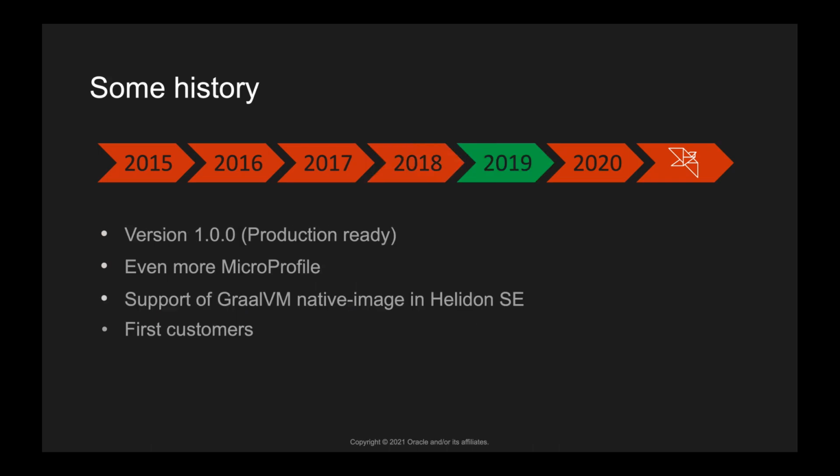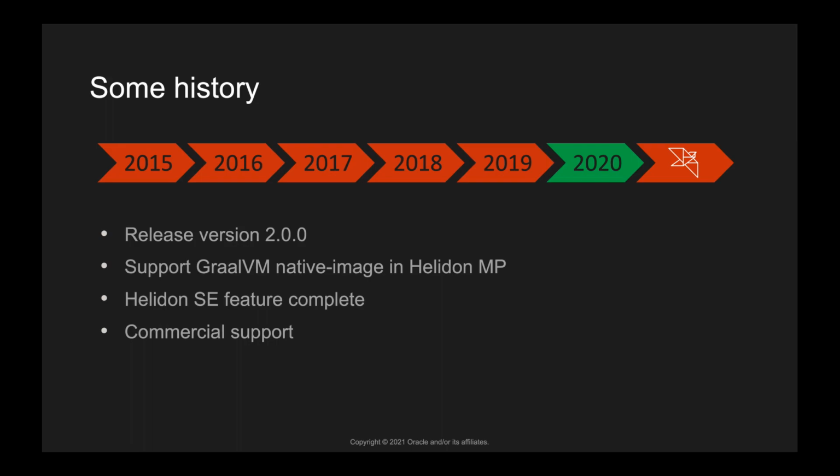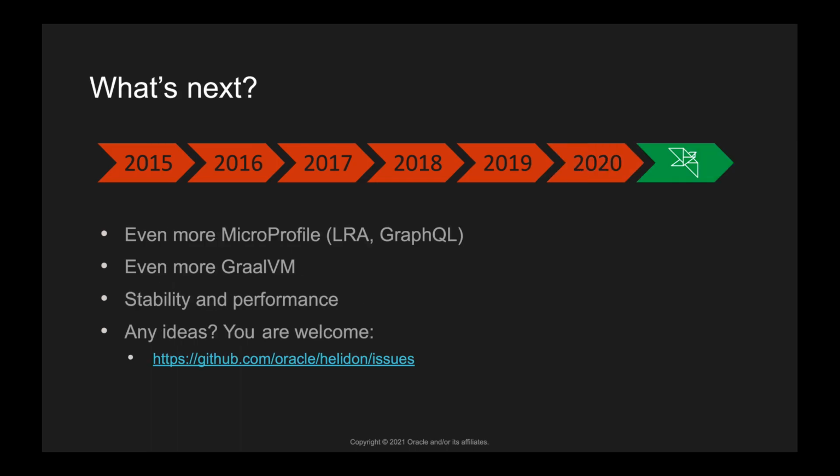Then, next year, version 1 was production ready and got its first customers, and now in 2020 we already have the release of version 2 and even 2.2, and we have wonderful support of GraalVM Native Image SE features, so it has commercial support. So now in 2021 we are a fully functional supported product.